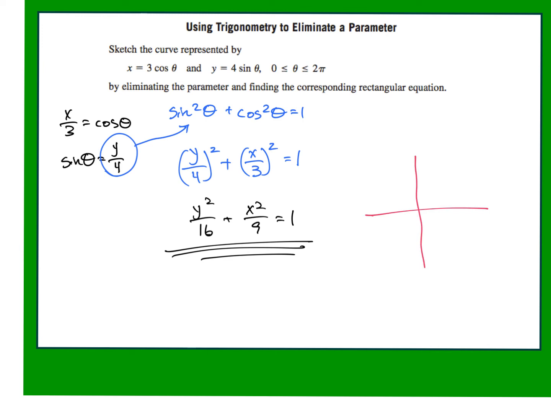I made an ellipse. And where is this ellipse centered at? It's centered at 0, 0. And which way is it going? Is it elongated vertically or horizontally? Vertically. Why? The bigger one's underneath the y. So what is my a? 4. My a is 4. So I'd be going up 4 to get to that vertex, and then I'd go down 4 to get to that vertex. And then what would be my b? 3. And so this actually creates an ellipse.